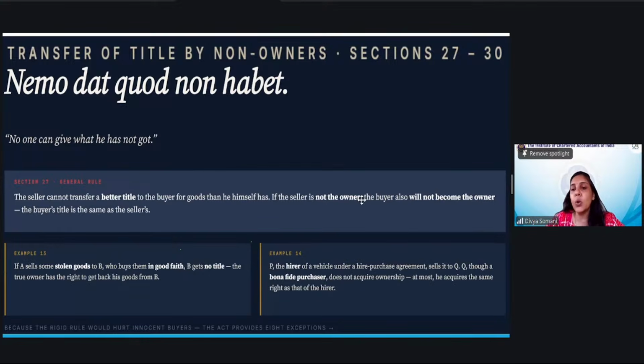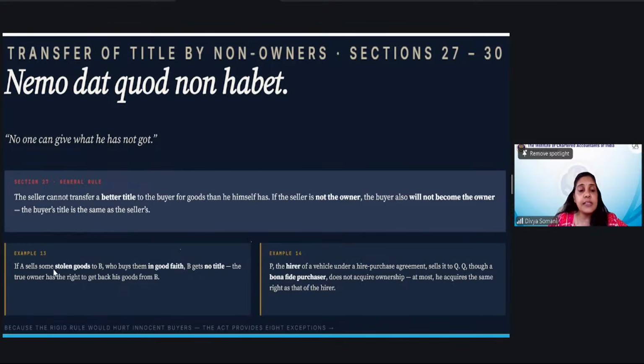If the seller is not the owner, the buyer also will not become the owner. The buyer's title is the same as that of the seller. So if the seller is the owner, the buyer will have all the rights of the seller. And if the buyer further makes the sale, then in that case, the next person will become the owner again if the earlier person was the owner. So the chain continues. So if you are the owner, then only you can pass on the better title to someone else. What is the example?